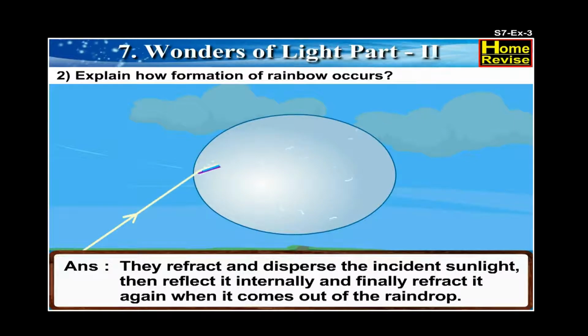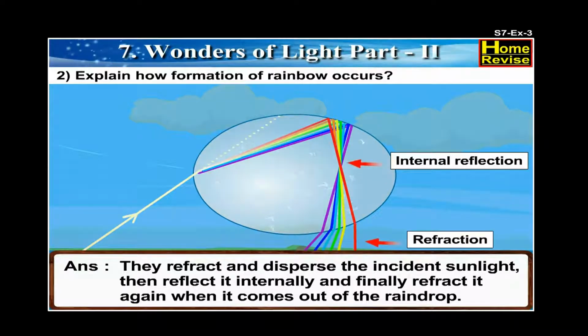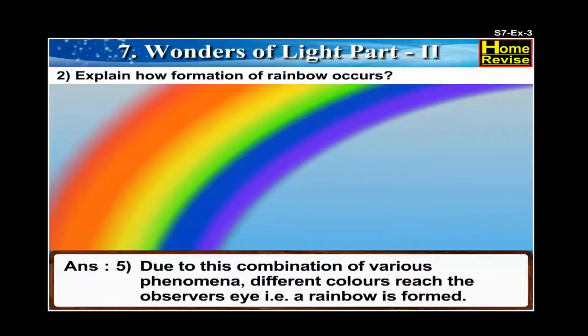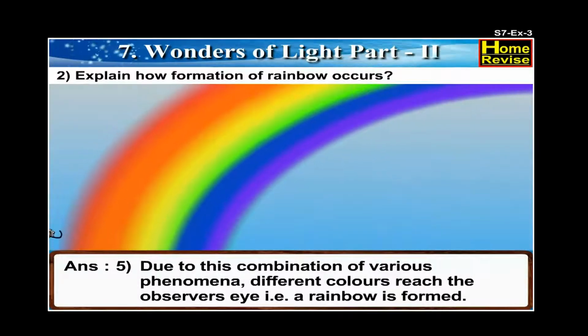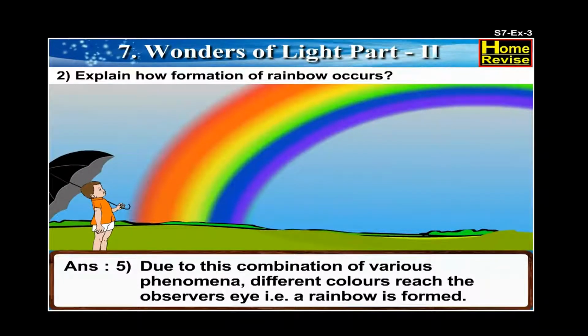They refract and disperse the incident sunlight, then reflect it internally, and finally refract it again when it comes out of the raindrop. 5. Due to this combination of various phenomena, different colors reach the observer's eye. That is, a rainbow is formed.